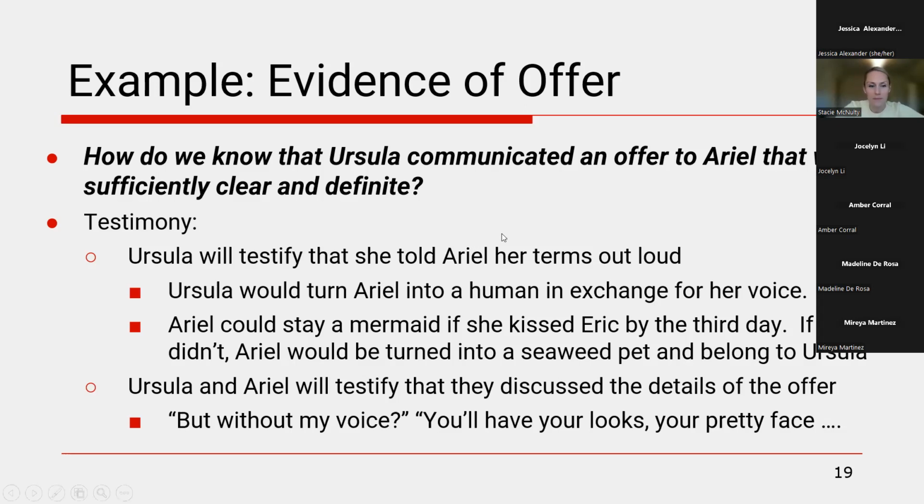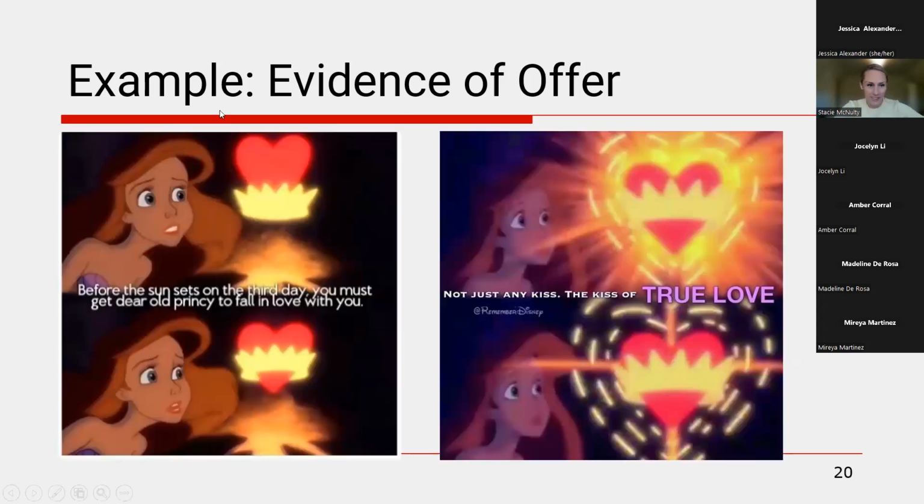So here we go. The evidence of the terms, that the offer was clear and definite. These pictures aren't documents, but Ursula essentially painted pictures for Ariel to explain the terms of the offer. There has to be love, and there has to be a kiss, but it has to be the true love kiss. So she made it very clear that her offer required a kiss at this time, a true love kiss. She even painted pictures so that Ariel would understand what would need to happen.